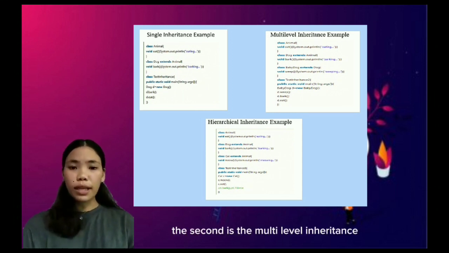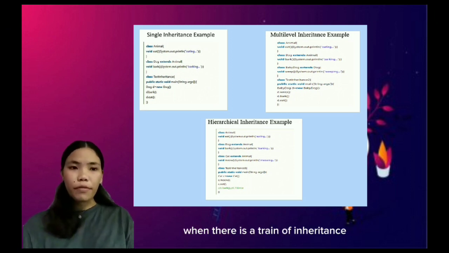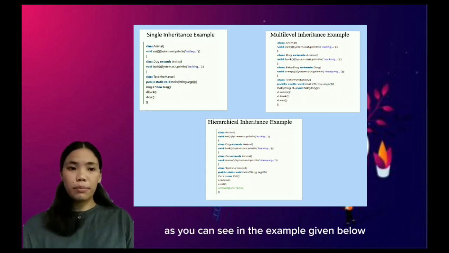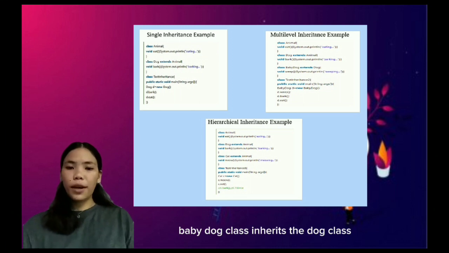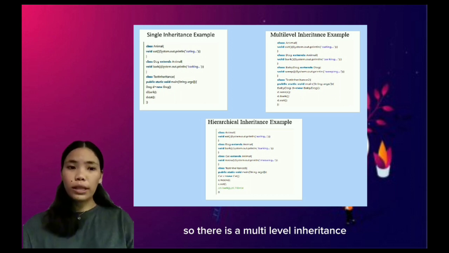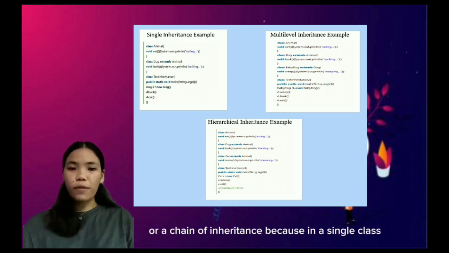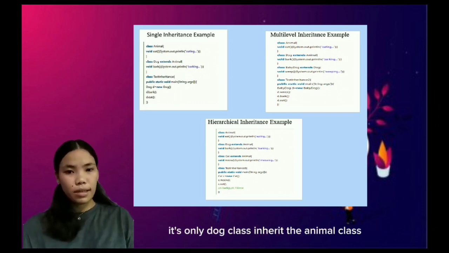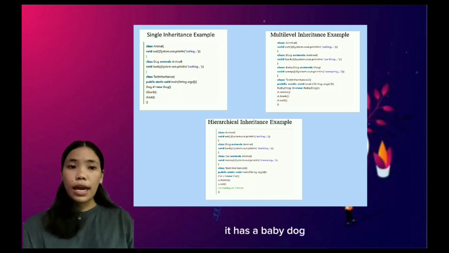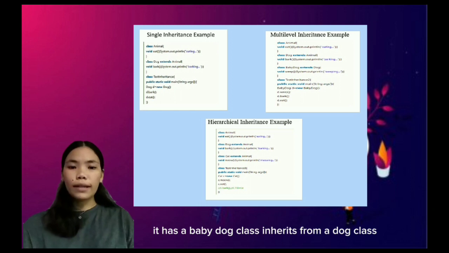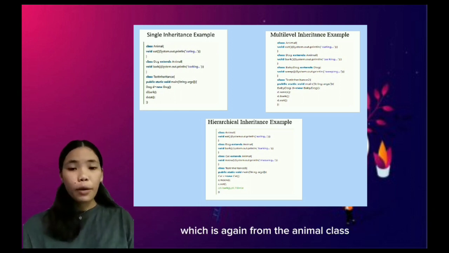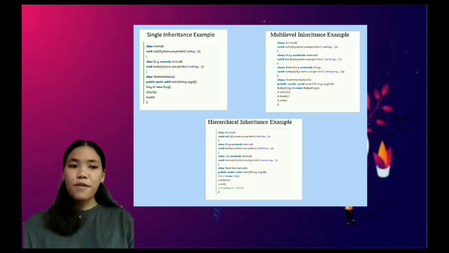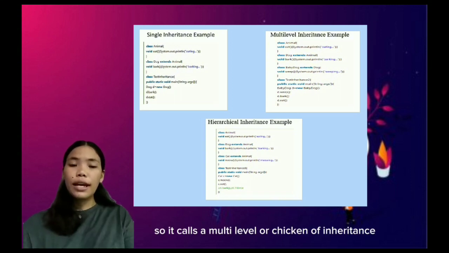The second is multi-level inheritance. When there is a chain of inheritance, it is known as multi-level inheritance. As you can see in the example given below, the BabyDog class inherits the Dog class, which again inherits the Animal class. So there is a multi-level inheritance or a chain of inheritance, because in a single inheritance, only the Dog class inherits the Animal class, and in a multi-level inheritance, the BabyDog class inherits from the Dog class, which is again from the Animal class. So it is called multi-level or chain of inheritance.